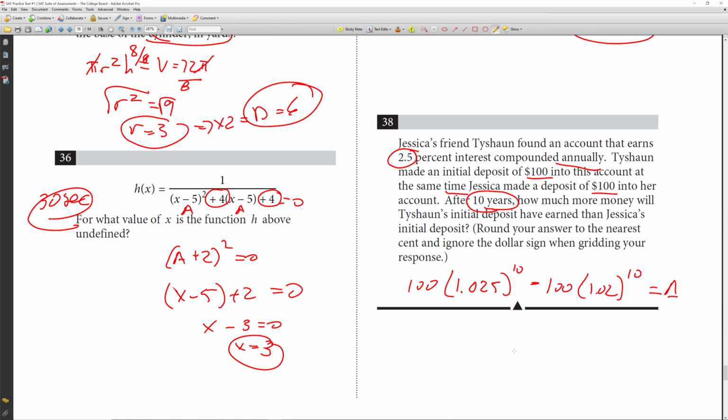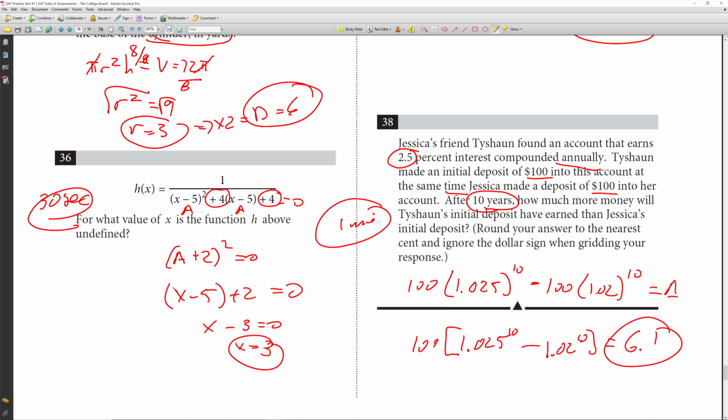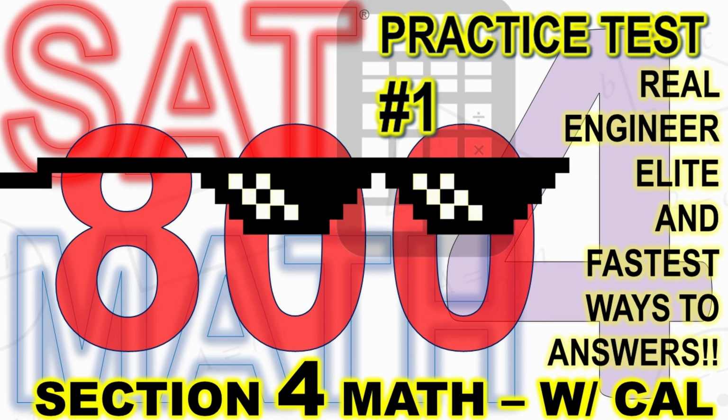So to make my calculation a little bit easier, I'm going to factor out the 100. So 100 square brackets 1.025 to the 10 minus 1.02 to the 10. And once you plug this into the calculator, you should get 6.1. And honestly, this should take about 1 minute because you do have to punch in the calculator properly in order to get these answers right. That wasn't so bad, was it?